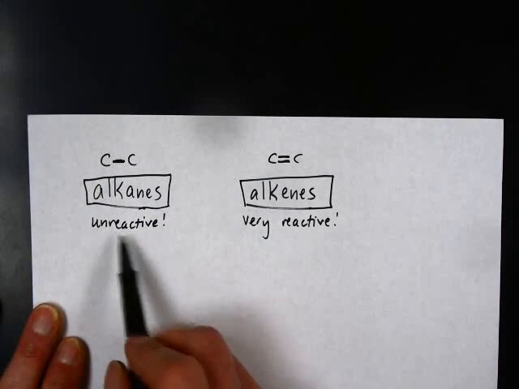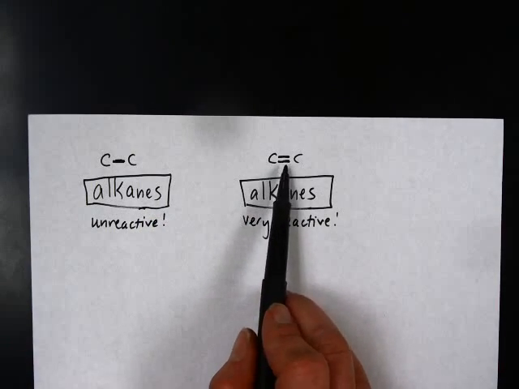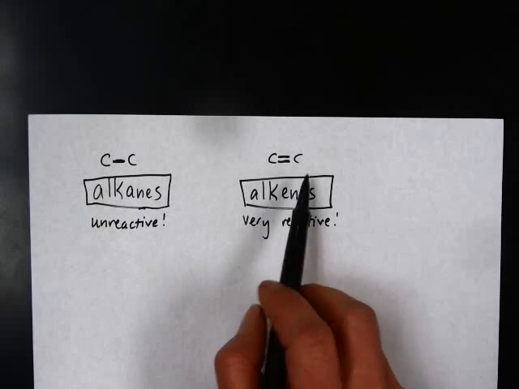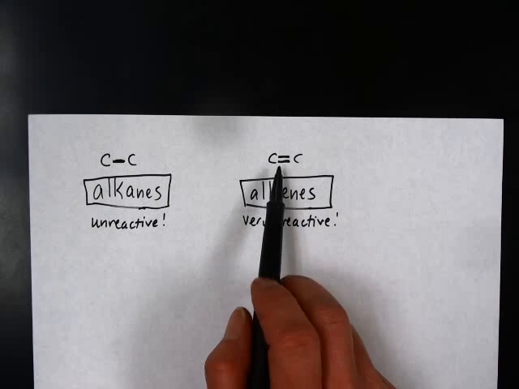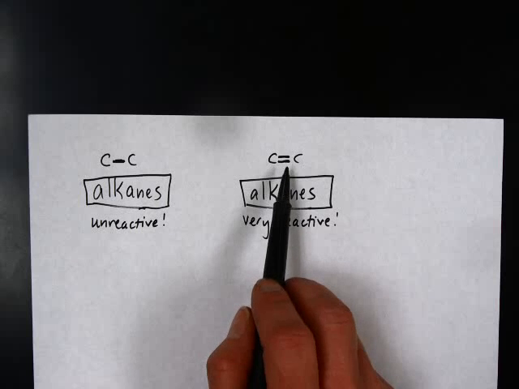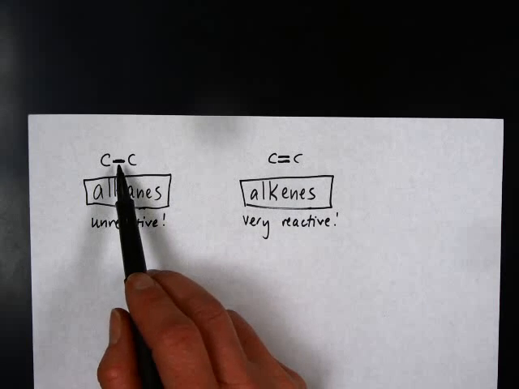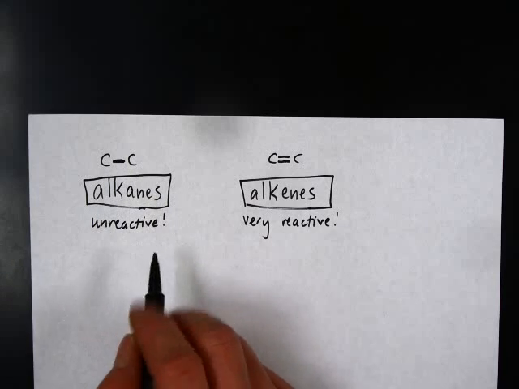Here's why. Double bond, no double bond. That tells you that when an alkene reacts, it will be the double bond that's doing the reacting. The alkene, the double bond reacts. No double bond, it cannot do those same reactions.